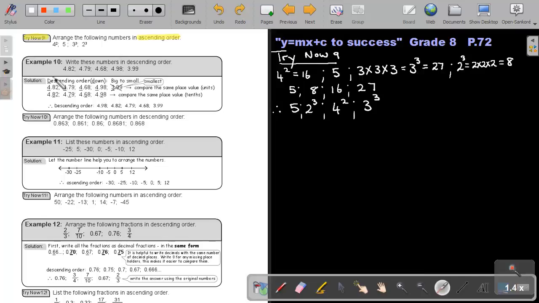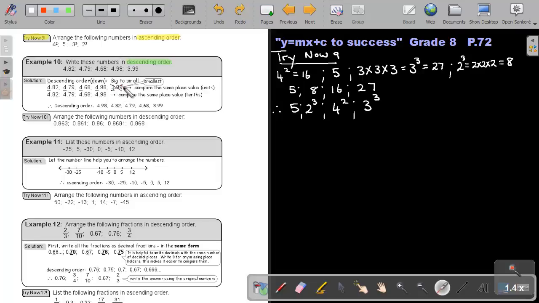Let's look at the next one. Example 10. Write these numbers in descending order. Okay. Descending, D for down. So from the big one to the small one. Now, this is decimal numbers. If you compare decimal numbers, it's very important to compare the same digit. So if you look at the unit, this is 4, 4, 4, 4, 3. So this is the smallest number.